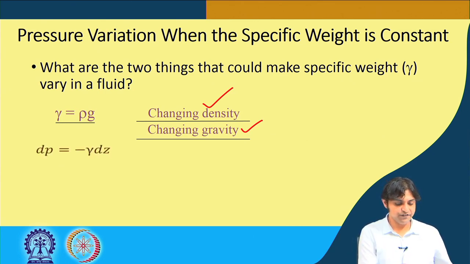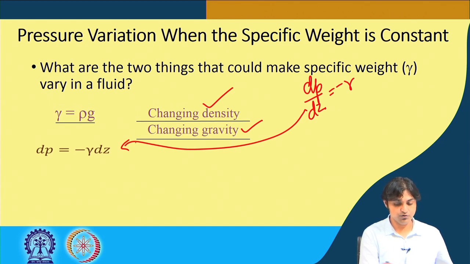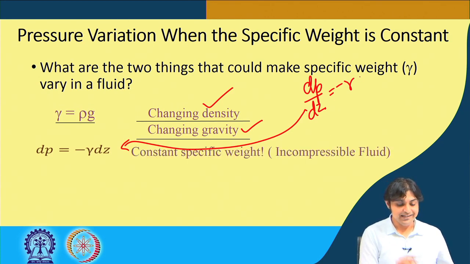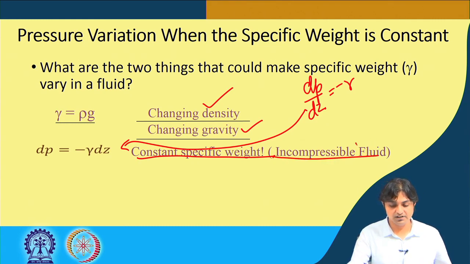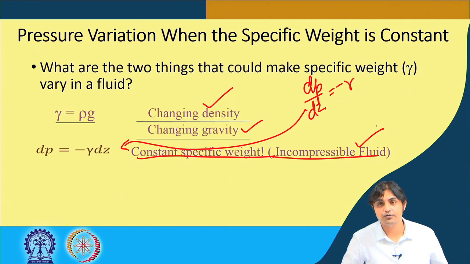So we can write the previous equation, where the previous equation was dp by dz is equal to minus gamma. So this is what we have written, we took dz on this side. Let's assume that the specific weight is constant, and this happens for this type of fluid, which is incompressible fluid. So rho is constant, and under the assumption that gravity also does not change, this type of fluid is called incompressible fluid. We will be dealing with incompressible fluid throughout this course.